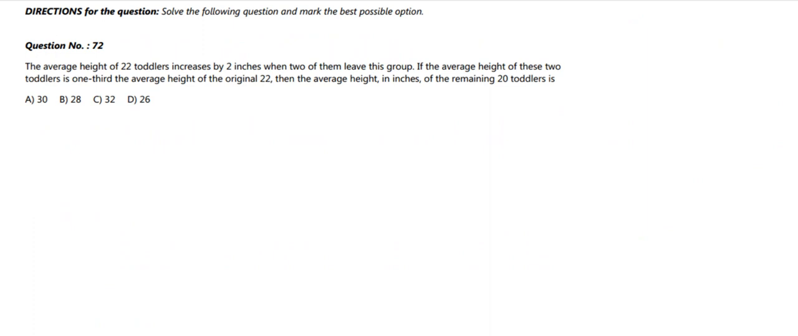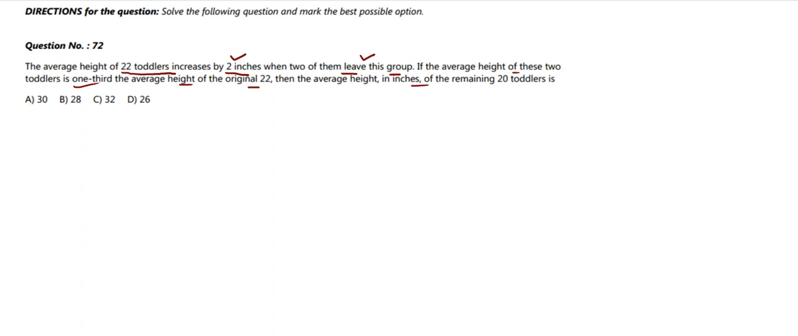Question 72 says the average height of 22 toddlers increases by 2 inches when 2 of them leave this group. Okay, so here we are talking about 22 toddlers, that are 22 kids, and their average height is increased by 2 inches when 2 of the toddlers leave the group. So if the average height of these 2 toddlers is 1/3 of the average height of the original 22, so the average height of these 2 toddlers is 1/3 of the average height of the total 22.